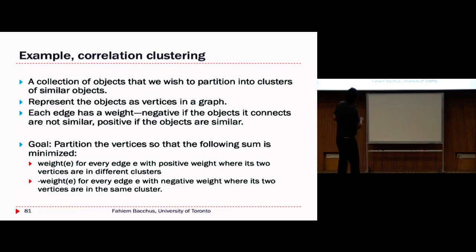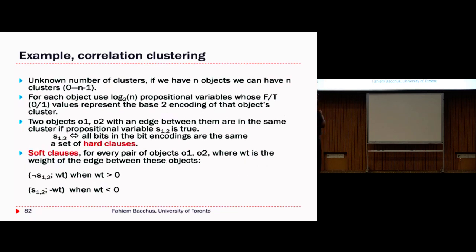And what you want to do is partition these nodes into some number of clusters so as to minimize this objective function. You're going to incur a cost if you put 2 vertices in a different class and they have a positive weight. And you're also going to incur a cost if you put 2 vertices in the same cluster and they have a negative connection. Okay? So you want to minimize the sum, and you don't care how many clusters there are. That's part of the optimization problem.